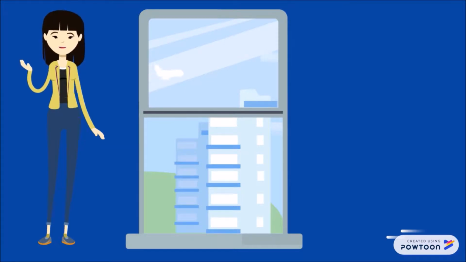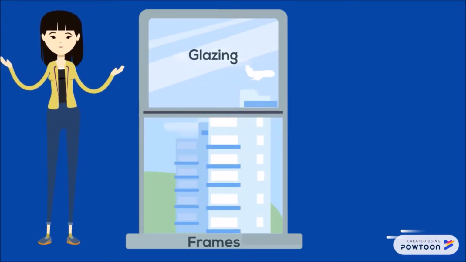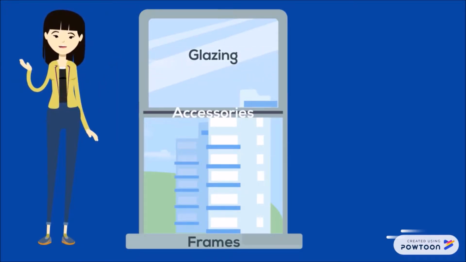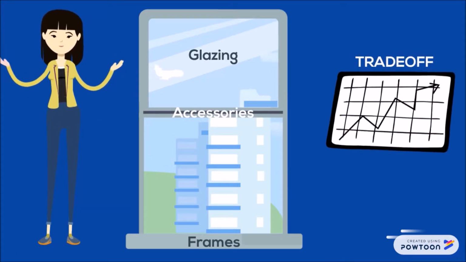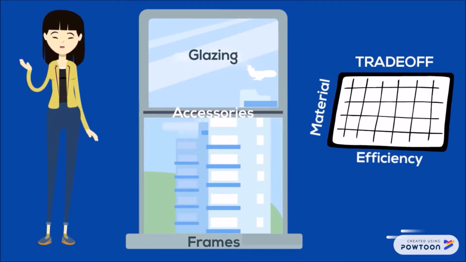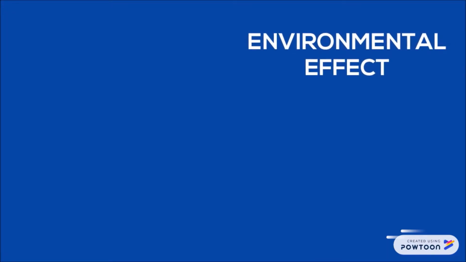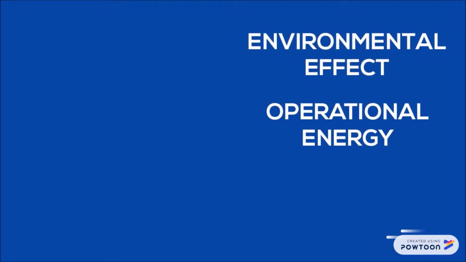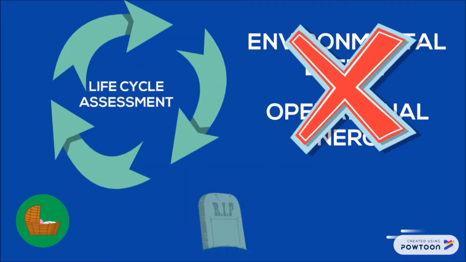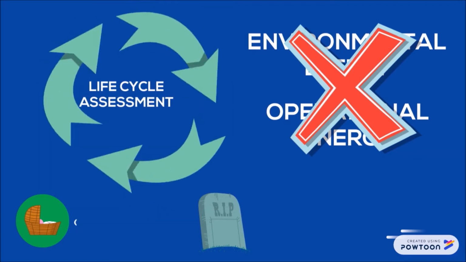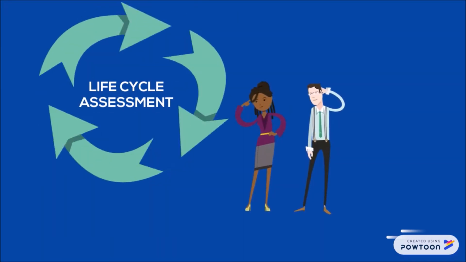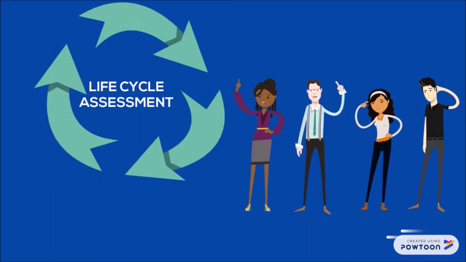The main components of glass windows are glazing, frames, and accessories. It is vital to evaluate the trade-off between these materials and their efficiency. However, assessing the environmental effect of windows based only on operational energy may be insufficient. Thus, the full life cycle from cradle to grave of a window system was considered. But before all that, what is life cycle really?